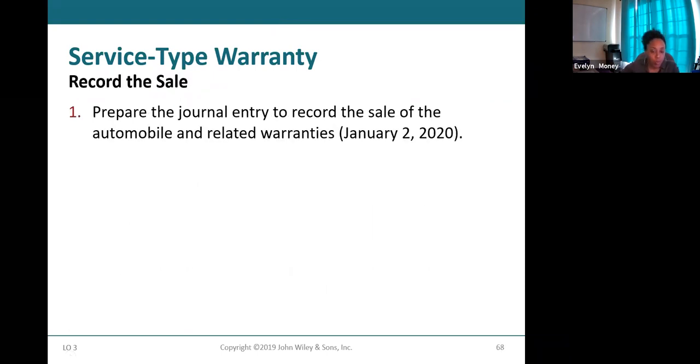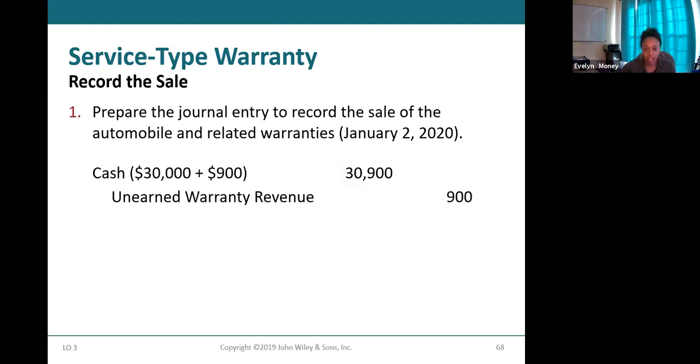First entry, of course, is for the sale. We know we're going to debit cash, we're going to credit sales. But it gets expanded because we also have to record that separate performance obligation. We debit cash and credit sales for $30,000, but we also need to debit cash and credit unearned warranty revenue for $900. We can do this as 2 separate entries, or you can do it as one big entry. It doesn't matter.